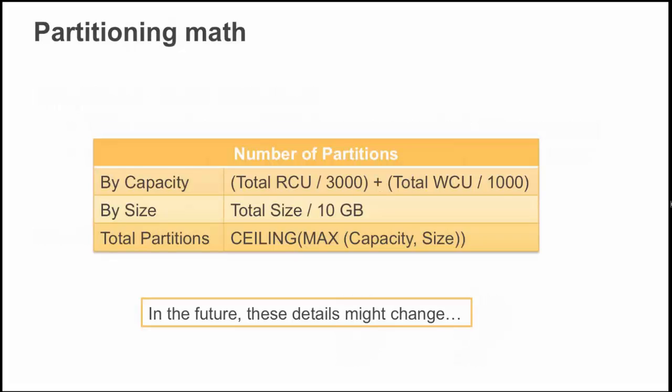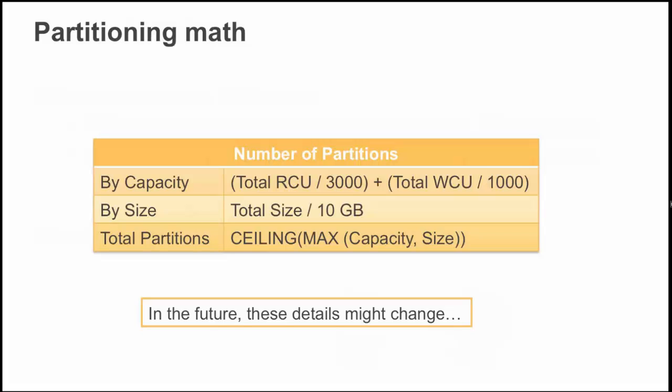If you look at the partitioning math, this is kind of the equation that we use today. In the future, these details might change. As we upgrade the infrastructure, these numbers might improve. They've improved over time. But the numbers today are by capacity, the total read capacity divided by 3,000, add the total write capacity divided by 1,000. We're going to add that, we're going to round that number up because we can't give you a fractional partition. And then we're going to give you that number. And then we're going to calculate by size. And we're going to look at the total size of the table divided by 10 gigabytes. And we're going to take both those numbers and we'll give you the biggest one, right?